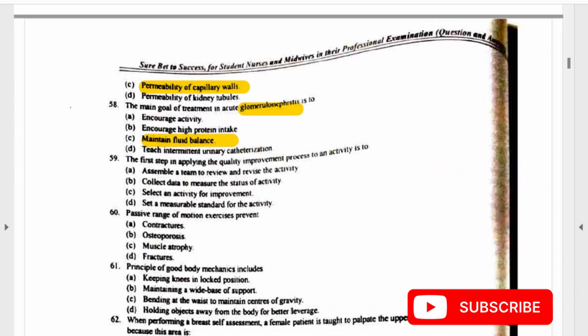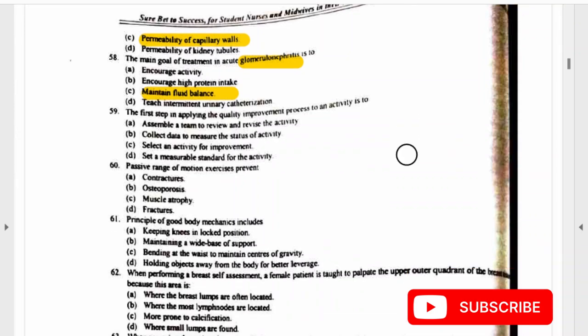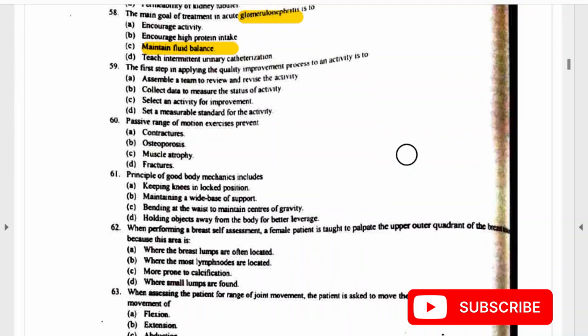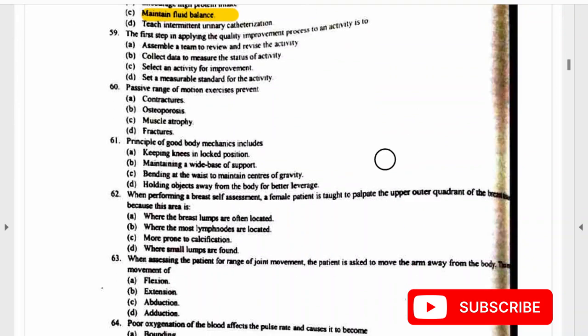So let's go to question 59. The first step in applying the quality improvement process to an activity is to what? You can tell me. Let's see. Assemble a team to review and revise the activity. Is it B, is it C, or D? After taking a good look at the question, I believe that C is the answer. Select an activity for improvements.